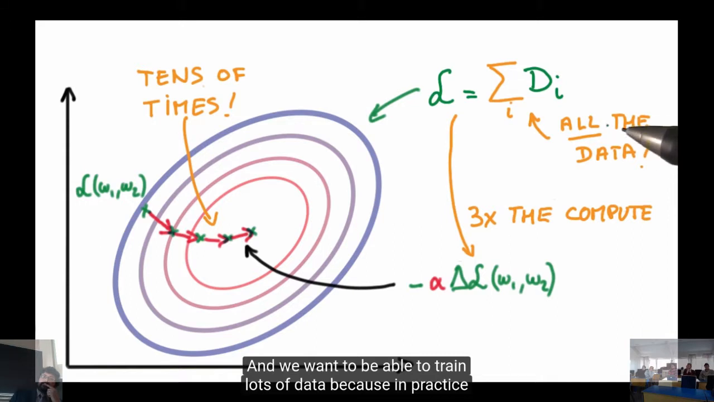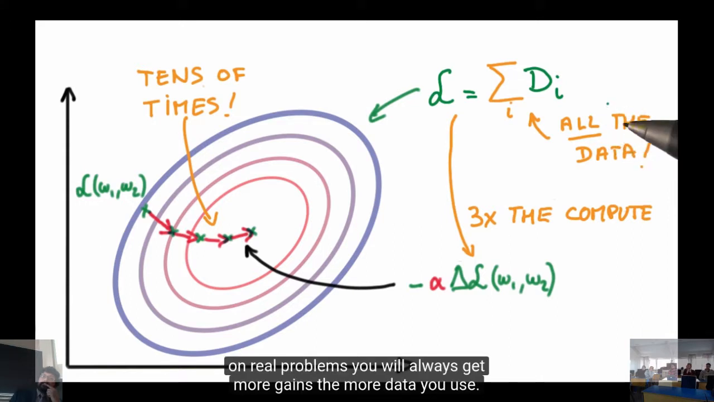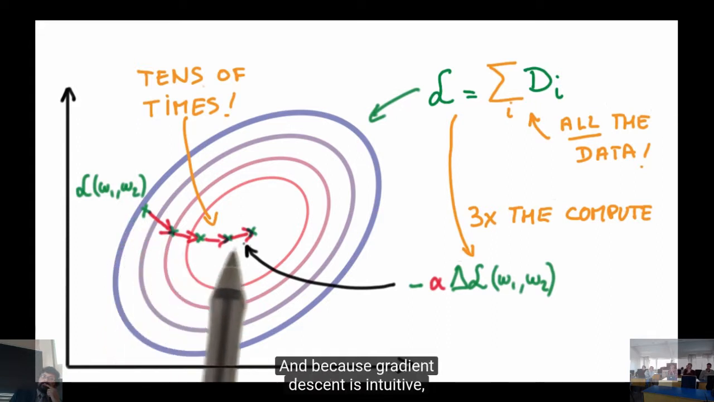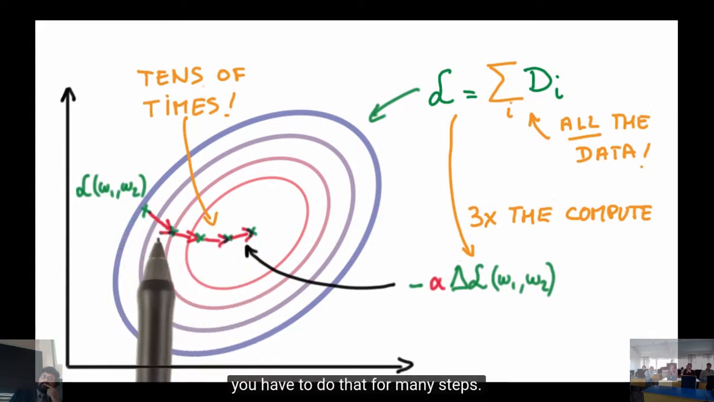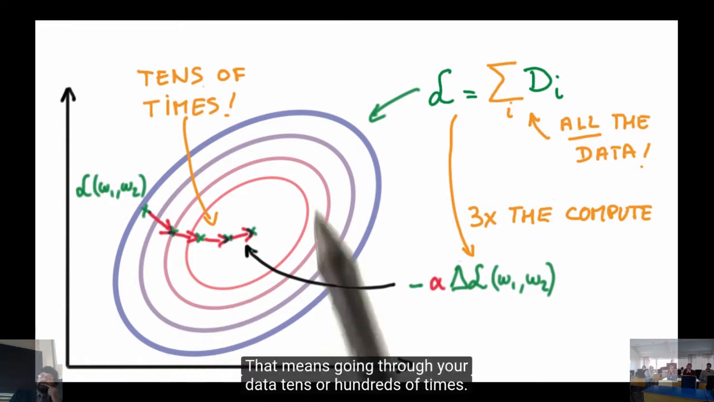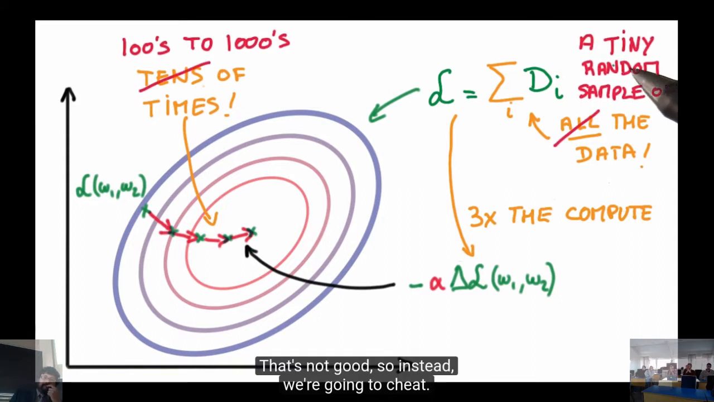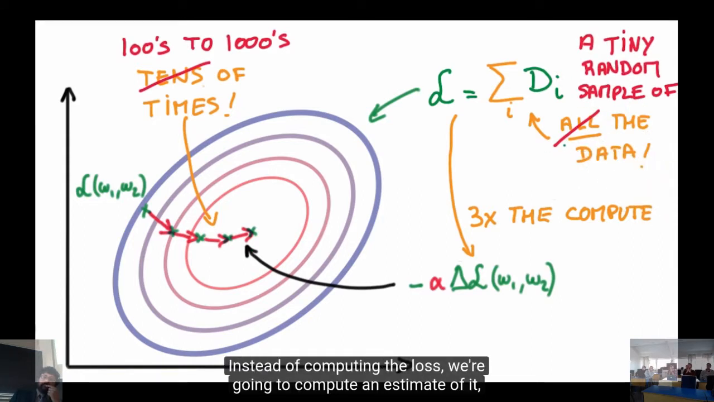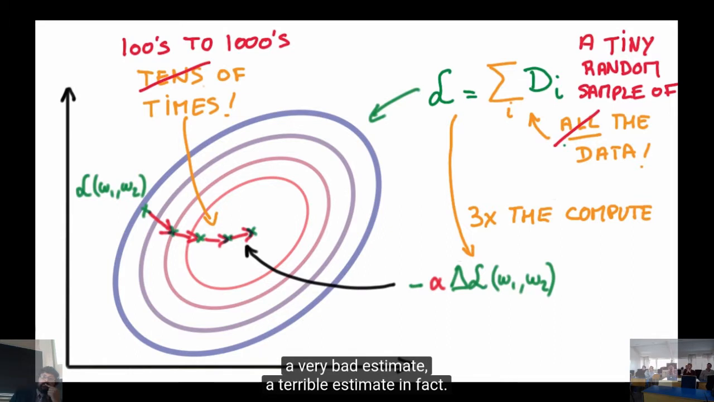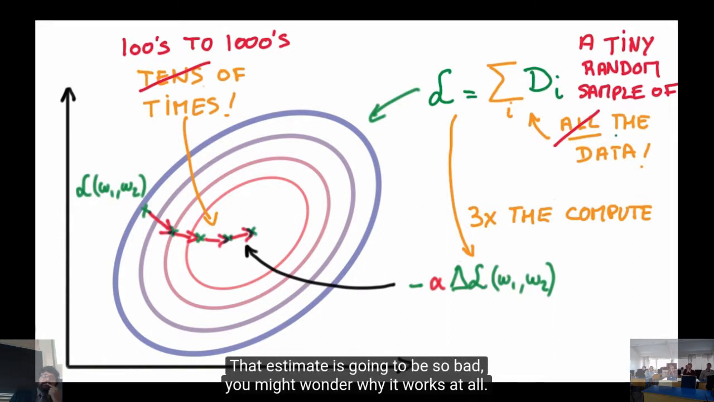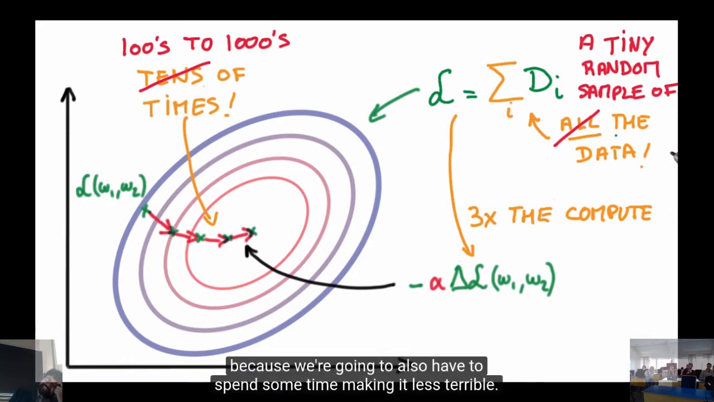And we want to be able to train on lots of data because in practice, on real problems, you'll always get more gains the more data you use. And because gradient descent is iterative, you have to do that for many steps. That means going through your data tens or hundreds of times. That's not good. So instead, we're going to cheat. Instead of computing the loss, we're going to compute an estimate of it. A very bad estimate. A terrible estimate, in fact. That estimate is going to be so bad, you might wonder why it works at all. And you would be right, because we're going to also have to spend some time making it less terrible.